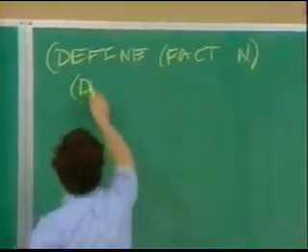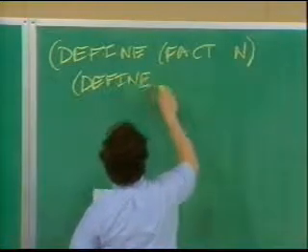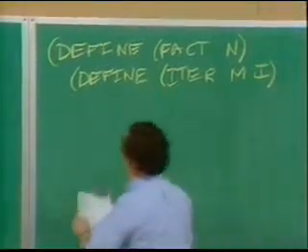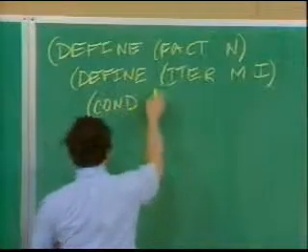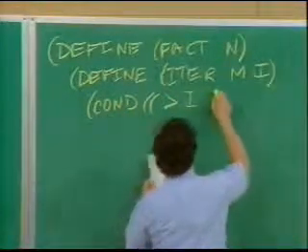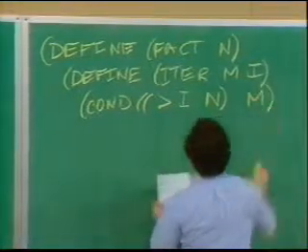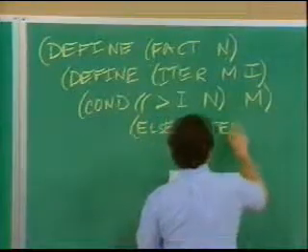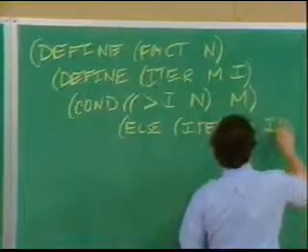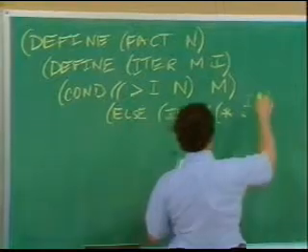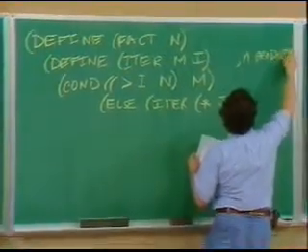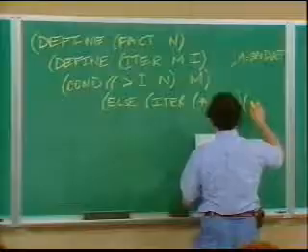Factorial of n, we're going to iterate of m and I, which says if I is greater than n, then the result is m. Otherwise, it's the result of iterating the product of I and m. So m is going to be the product that I'm accumulating. M is the product.